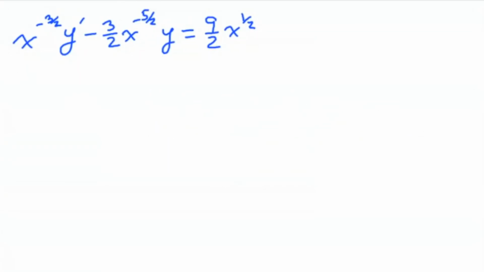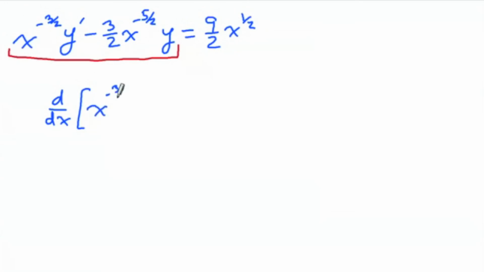And just the recognition that the left-hand side is the product rule, we can use that fact to write it quickly. This is going to be the derivative with respect to x of the first function, which is this x to the negative 3 halves, times the second function, which is this y. And the product rule would pop it back up into what's up here and under the red. And the other side doesn't get affected yet. 1 half.